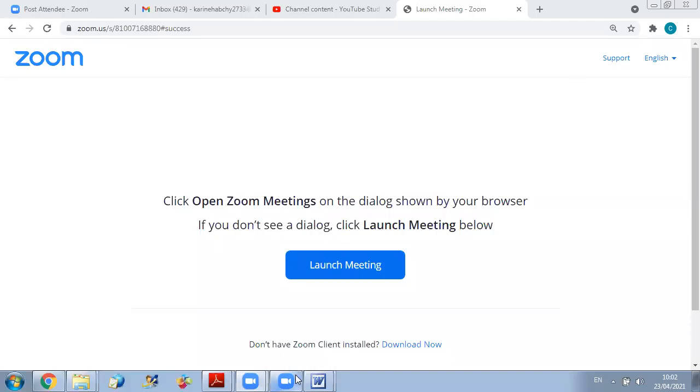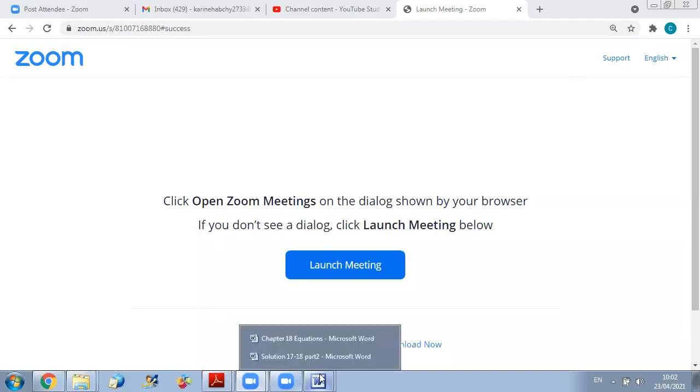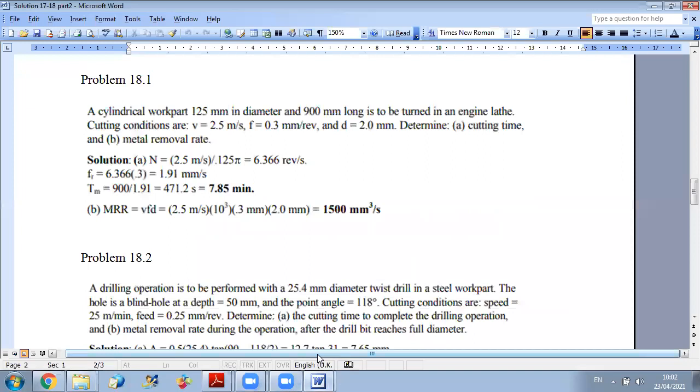So we will continue today problems of chapter 18. Last time we have introduced the different equations in chapter 18. Today we will do some practice on these equations.